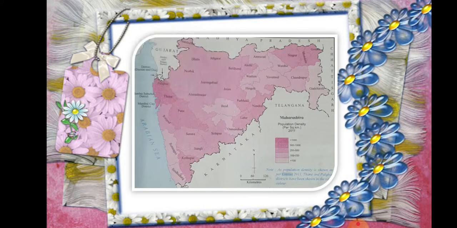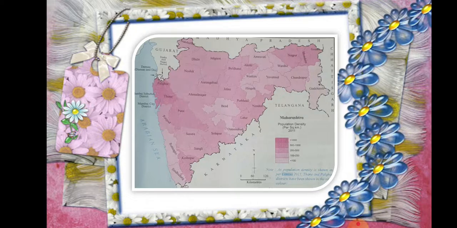Now, as we have seen India's density, we need to see Maharashtra's density too. So if you observe this map, what do you see here? Population density is less in the eastern districts of Maharashtra, while it is more in the western districts. Higher density indicates urbanization and a higher level of industrialization.